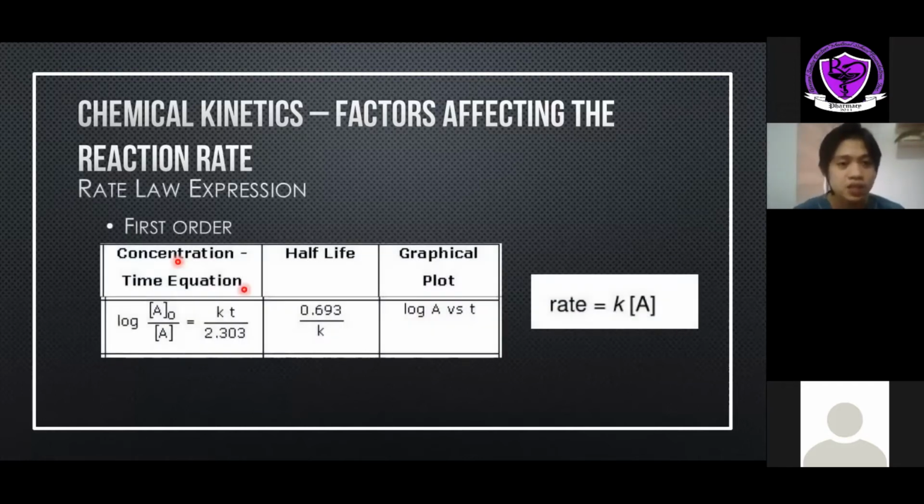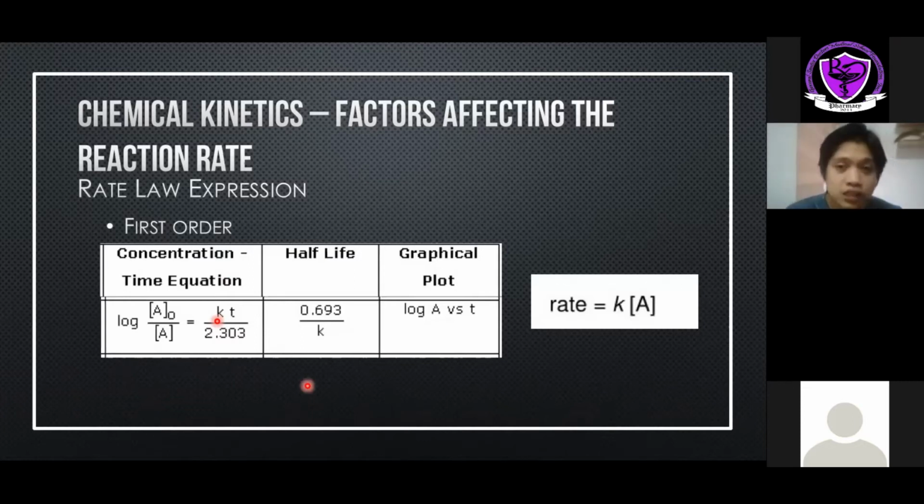Guys, please memorize. There's no other way. Please memorize the formulae for the orders of reaction. This is for our first order reaction. Anong sabi natin sa first order? Yung reaction mangyayari mas mabilis if our concentration of the reactants are also higher. Mas mabilis yung reaction if mas marami yung reactants.